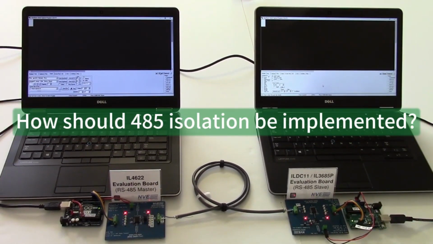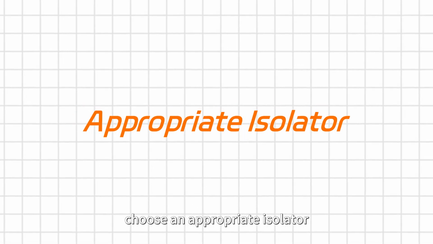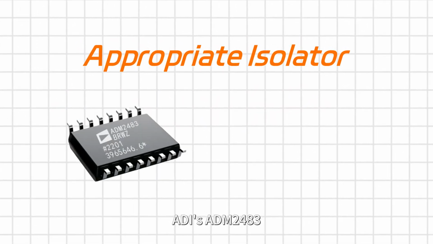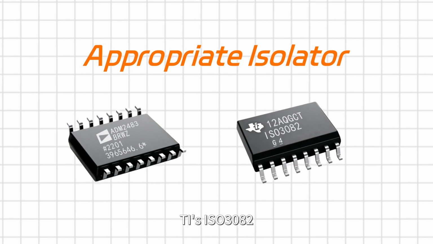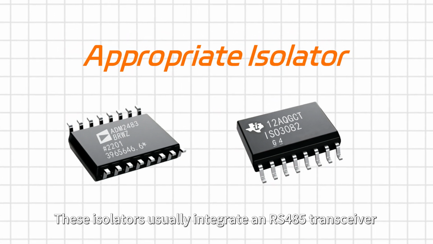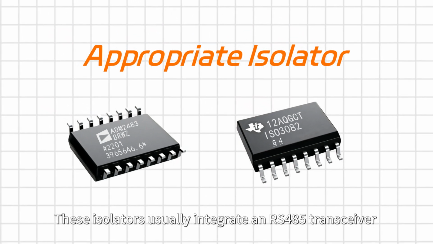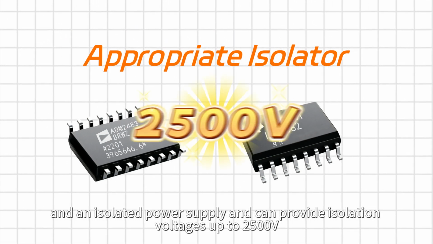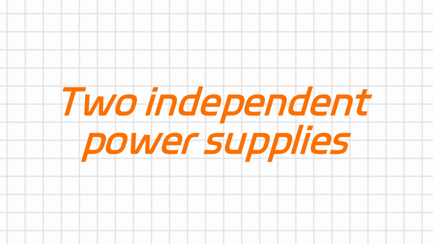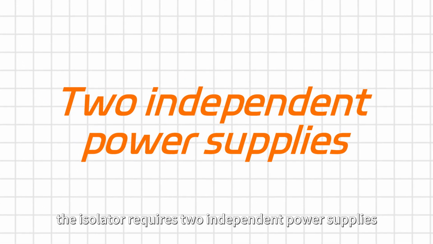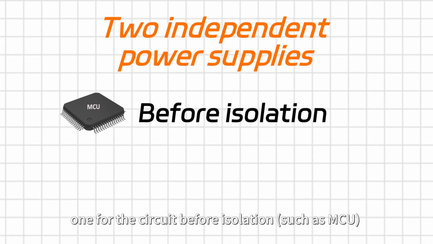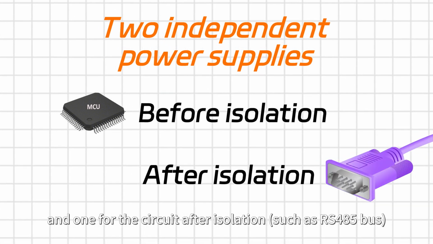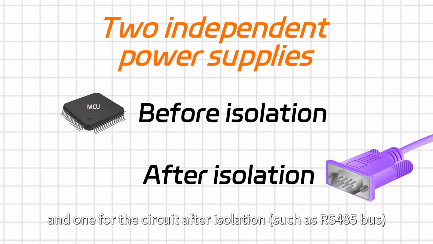So how should 485 isolation be implemented? First, choose an appropriate isolator, for example, ADI's ADM2483, TI's ISO3082, etc. These isolators usually integrate an RS485 transceiver and an isolated power supply and can provide isolation voltages up to 2500V. Secondly, the isolator requires two independent power supplies, one for the circuit before isolation, such as the MCU, and one for the circuit after isolation, such as the RS485 bus.